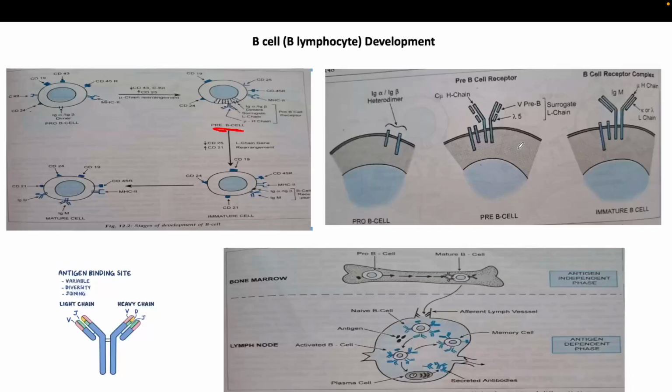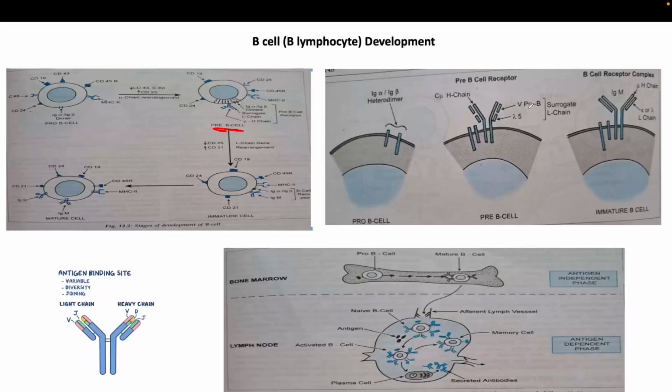Here you can see in a larger view, this is the pro B cell where only the immunoglobulin alpha and immunoglobulin beta dimer is present. Then the heavy chain rearrangement takes place, which is a mu type of heavy chain. It means it will give you the IgM antibody. After that, in the pre-B cell the heavy chain rearrangement is completed and the light chain rearrangement has just started, so it is not completed yet.